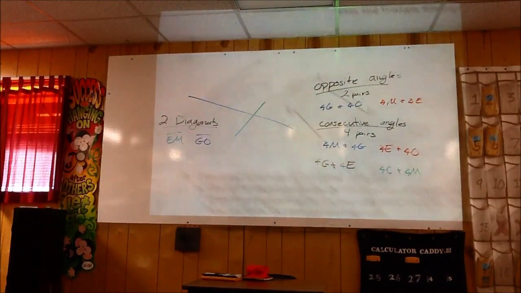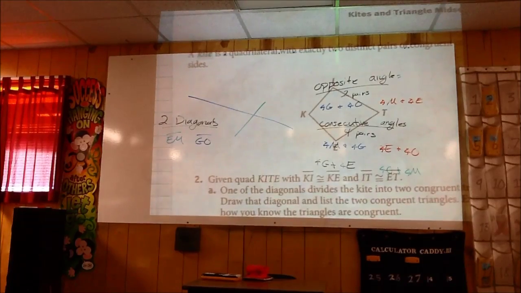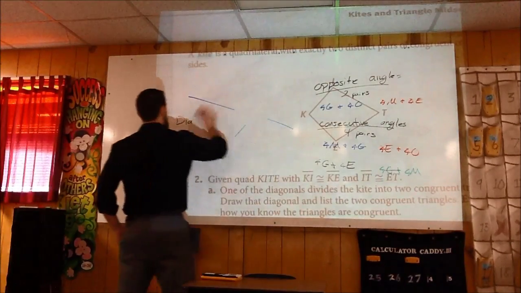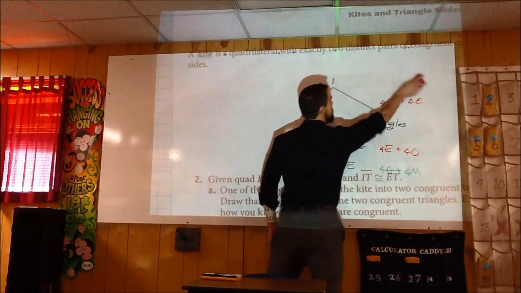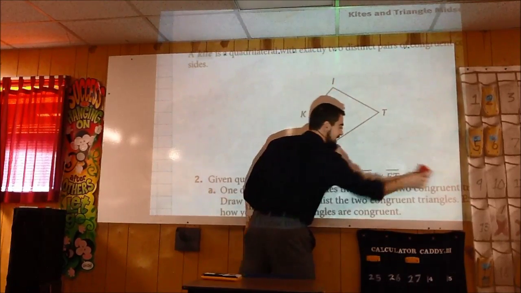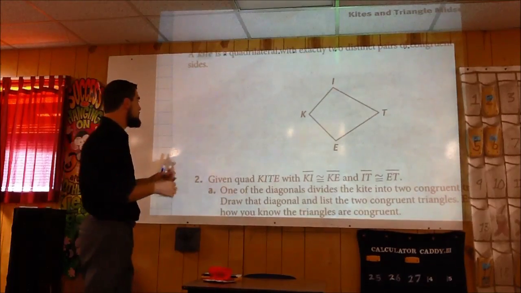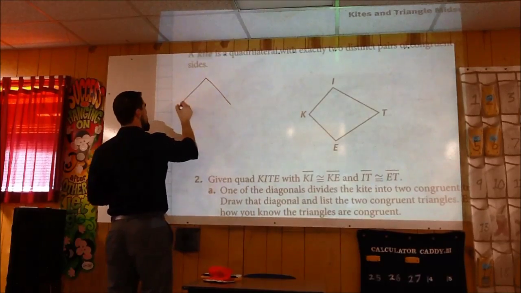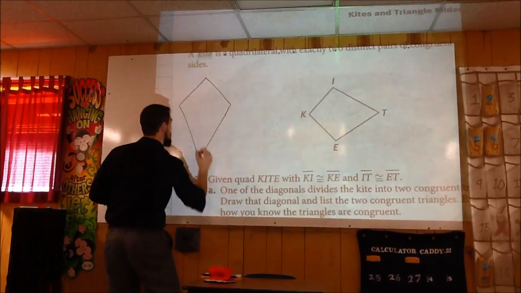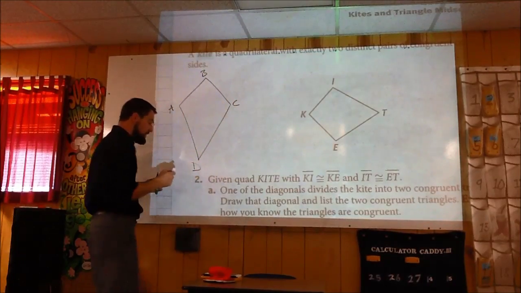One's going to be looking like this, K-I-T-E, and then on the left, I want you to draw one that's labeled A-B-C. Now, it would make sense to have it in the same orientation as I do, just so we can all be on the same page. But here's your second diagram right here. So both of these are kites.